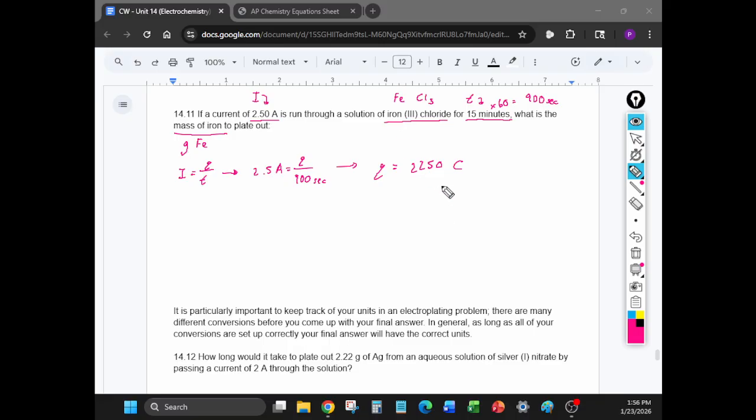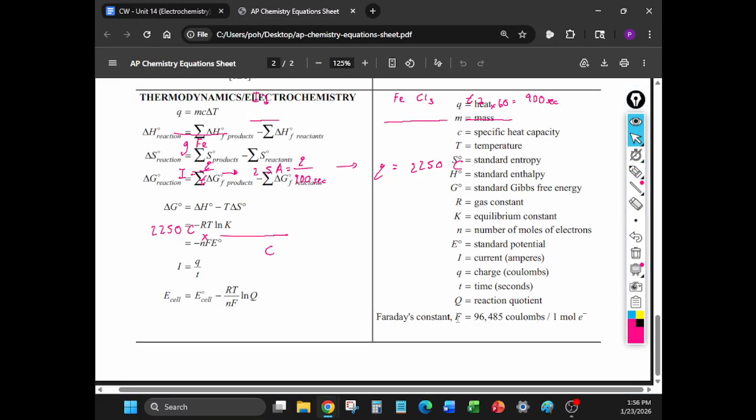Now, we are not trying to find coulombs, we are trying to find grams of iron. So what we're going to do is take our number, 2250 coulombs, and convert it slowly to grams of iron. Now, we need to get rid of coulombs, but what can we turn coulombs into? And this is where we're going to look at the AP equation sheet. I mentioned earlier about Faraday's constant. Faraday's constant is the only thing that we have anything to do with coulombs.